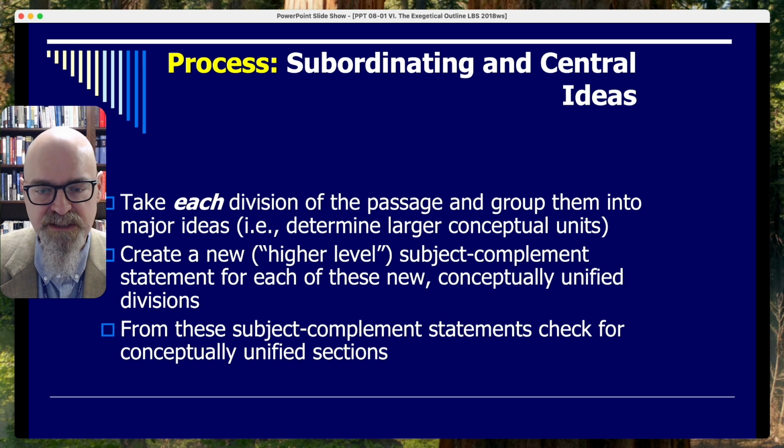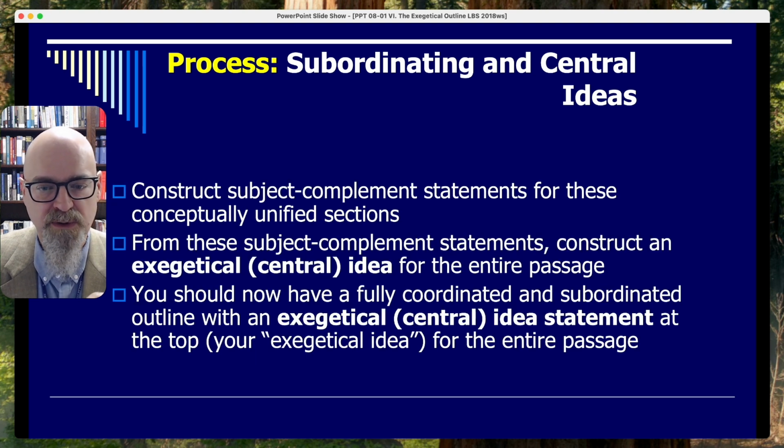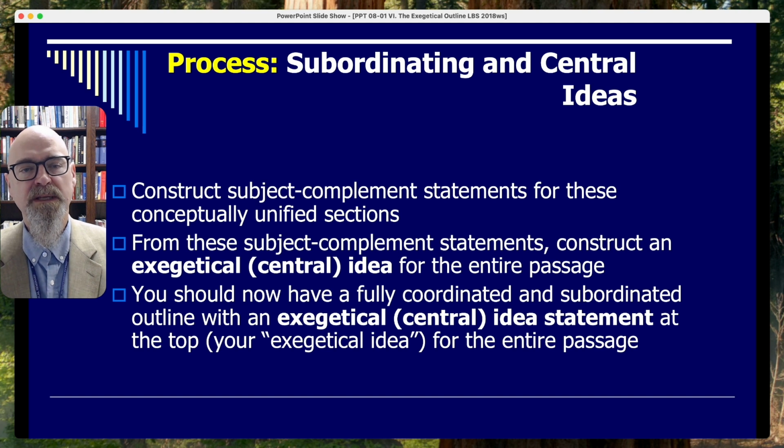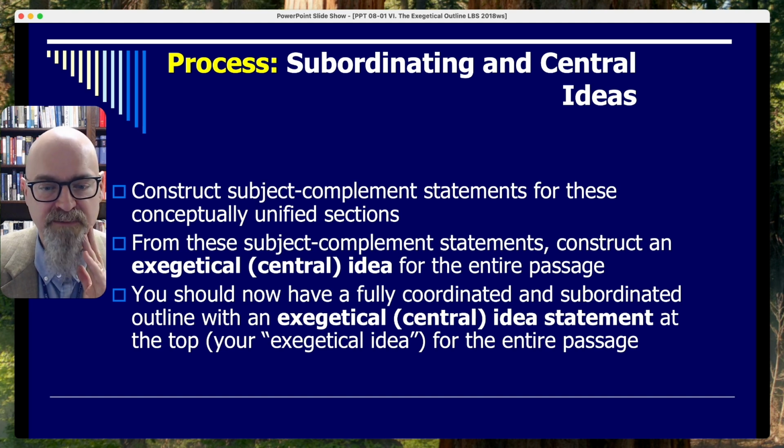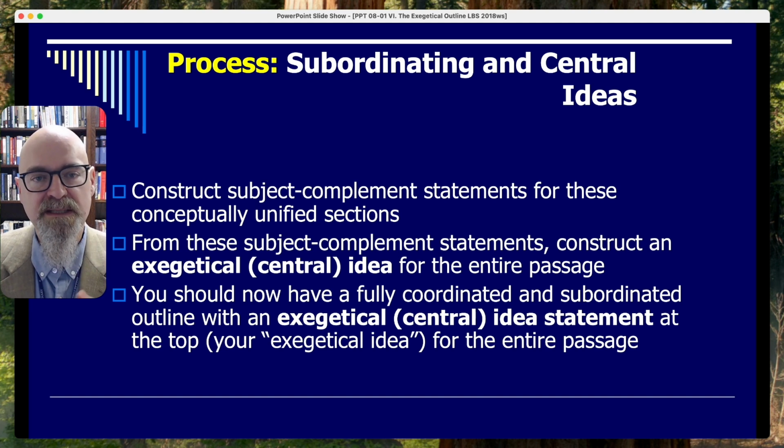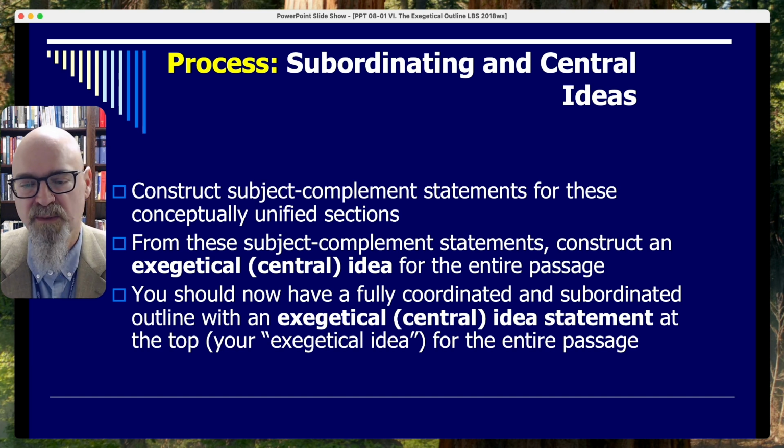Okay, I've already discussed this, so I'm going to move forward. The second point here is helpful. When you get to the final point that you have the outline done, you need to create what we call an exegetical main idea for the entire passage. In other words, look at your Roman numerals and think about how you would summarize them to create a subject complement statement that covers the entirety of the passage. And that then is a great summary of what the passage is doing that you can then use in exposition and in a way to understand the passage as a whole.